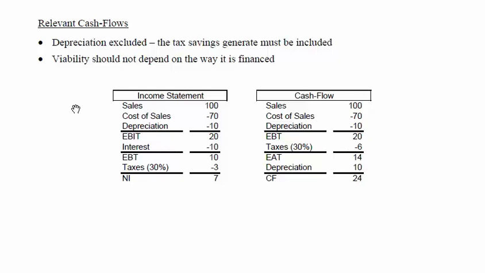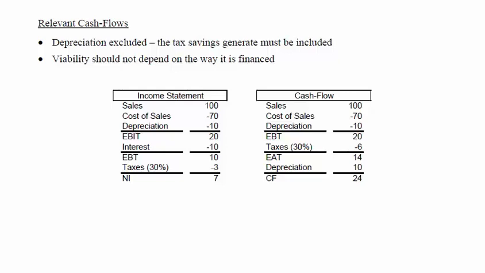The other aspect is related with the debt that the company may need, but because the viability of the project should not depend on the way the project is financed, we should exclude the tax effects of debt in the cash flow. So to illustrate these two aspects, we have here a very simple example.